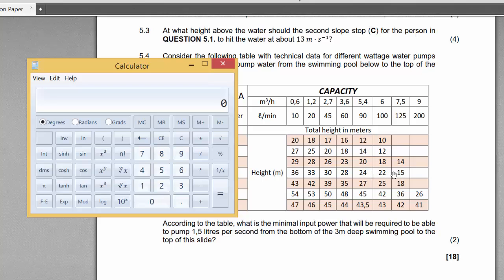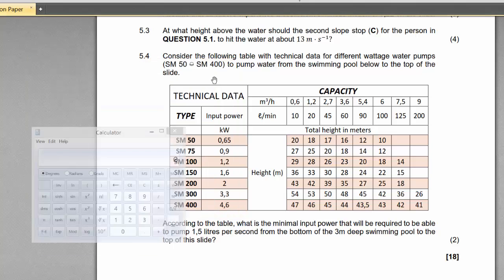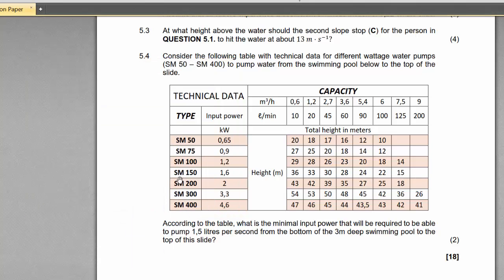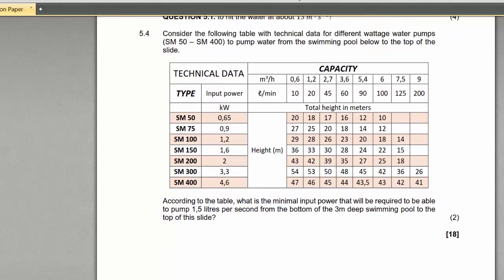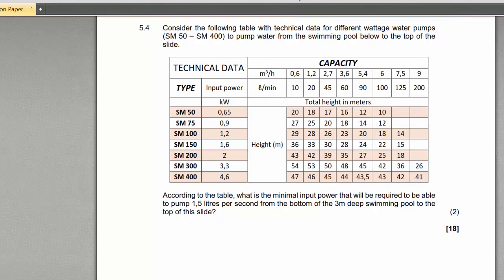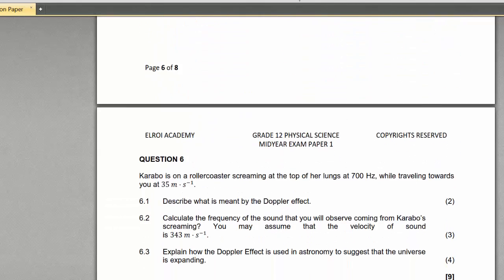And we can see this is the first pump, the lowest wattage pump that will be able to do so, is the SM150. And what is the minimum input power required? 1.6 kilowatts. Okay, a little bit out of the box question, not something you could have learned, or it's something that you'd have to just be able to decipher this technical data and spend some time on that.